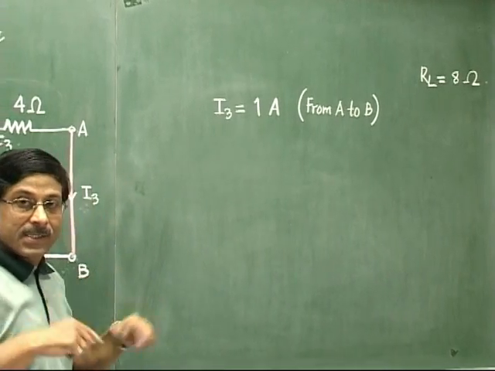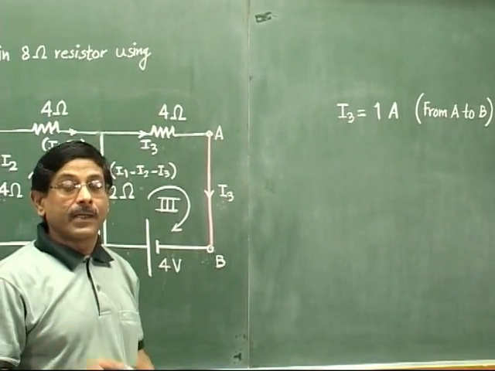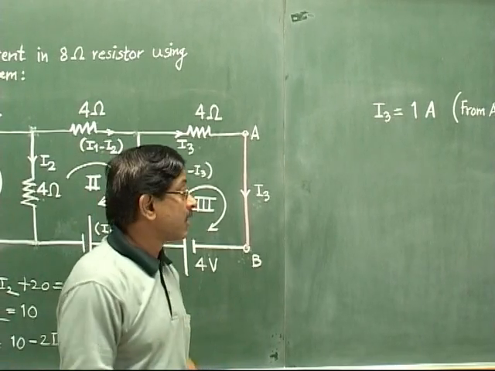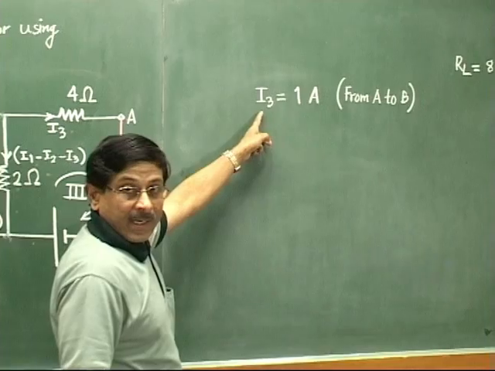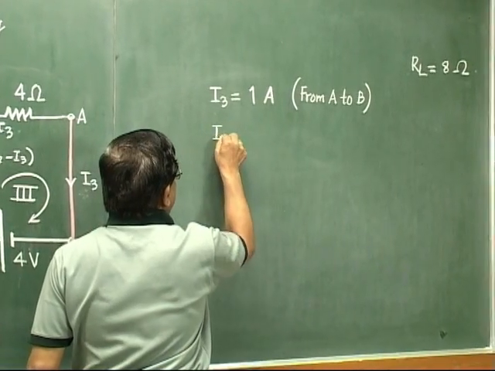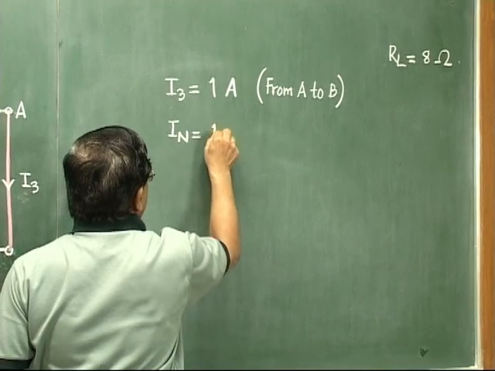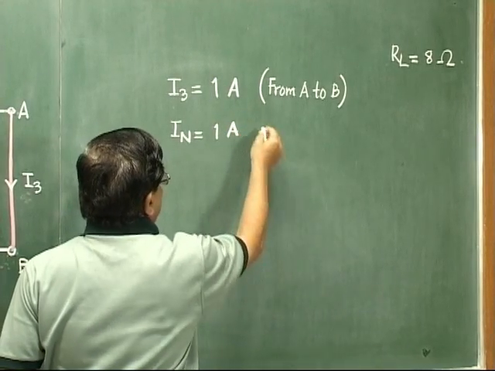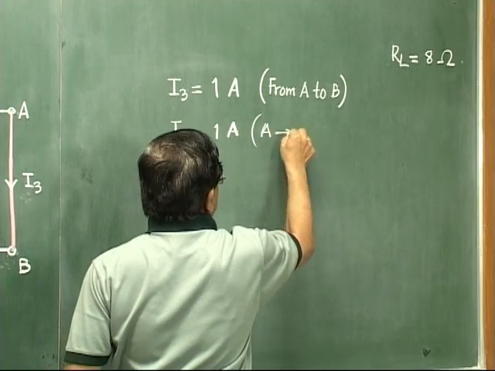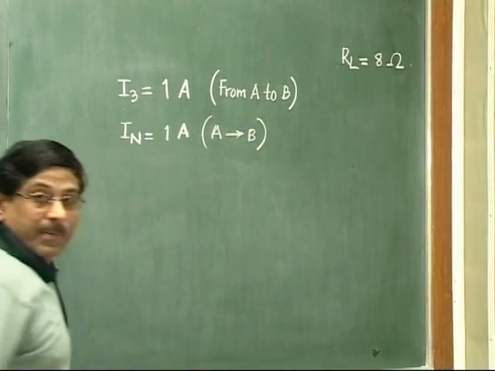Really speaking, this is nothing but our value of IN, Norton's equivalent current source. So this value I3, we can say that it is IN, which has a value of 1 ampere, and it is from A to B. So this is the conclusion we want from this step.